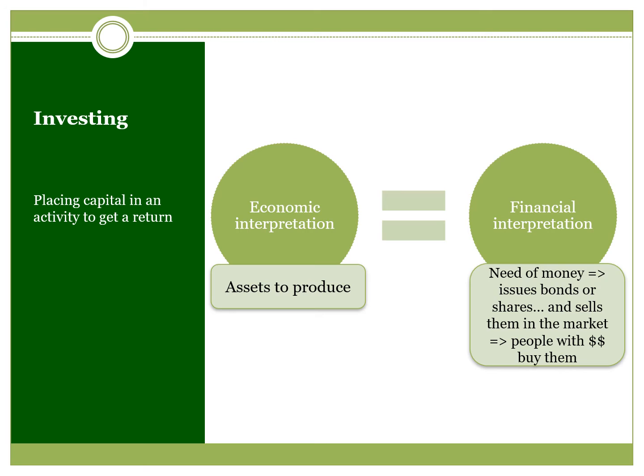On the other side, you have a financial interpretation of an investment. For making that purchase, for buying that asset, the company needs some money. That's why they create a financial document, a bond, a share, any financial document that they can sell in the market, and people who have money buy it. This way, people are buying the company document and they are giving the company the money that the company needs in order to buy the asset. This is the financial interpretation of an investment.